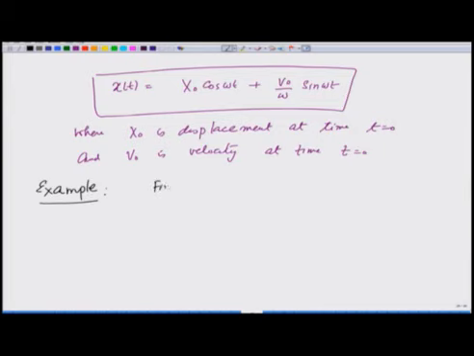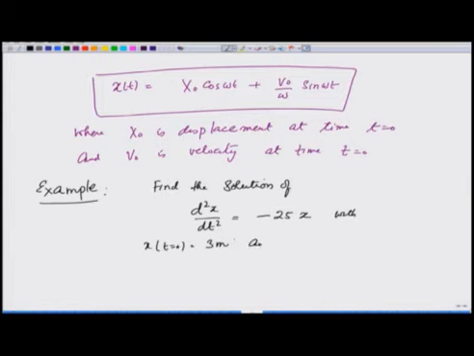Find the solution of the equation d2x over dt square equals minus 25x with x at t equal to 0 equals 3 meters and v at t equal to 0 equals minus 2 meters second inverse.